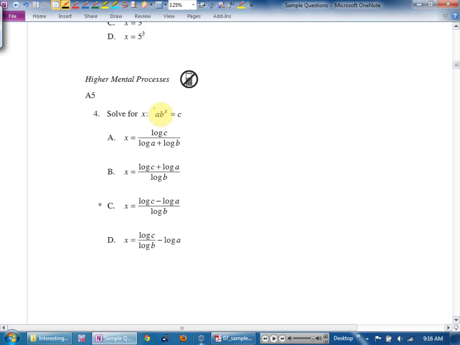Here's an example of a higher mental process non-calculator question. Solve for x: a times b to the x equals c. How would I get the x by itself? First thing I would do is I like to get the exponent by itself. So the first thing I would do is do this. Where's the x sitting? So log both sides.